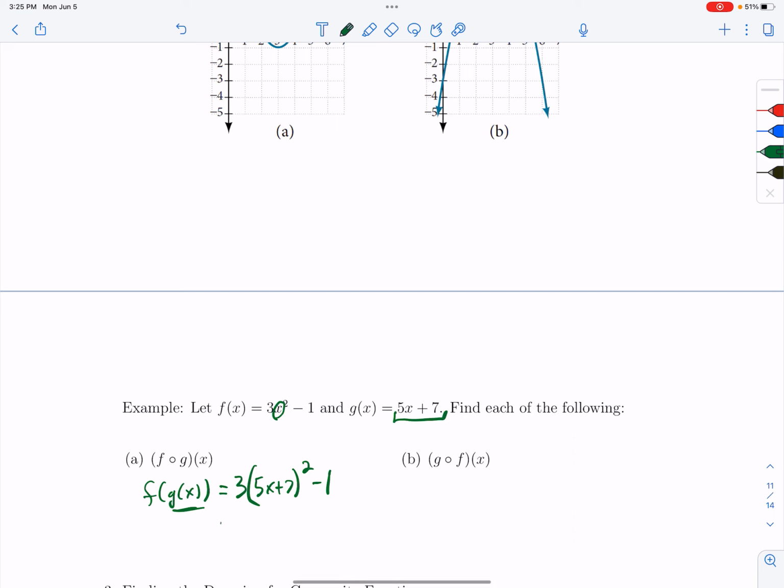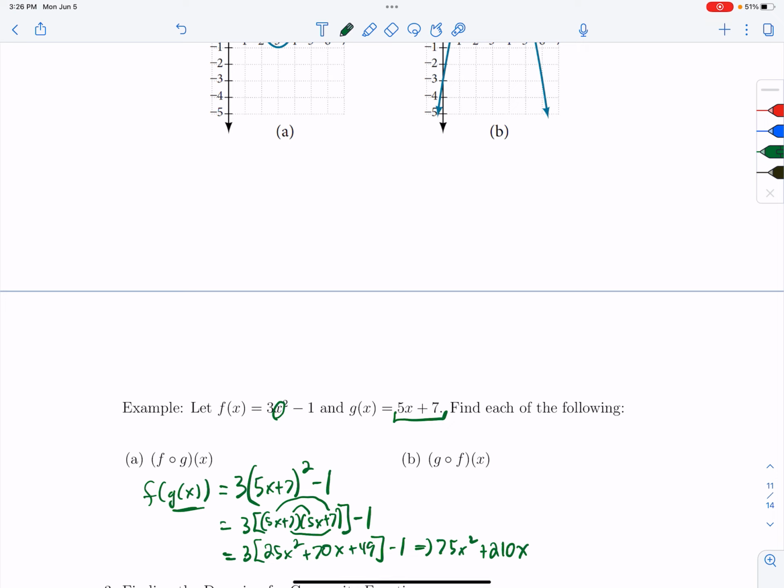We can simplify this a little bit further. 5x plus 7 squared means 5x plus 7 times 5x plus 7, and then minus 1. 5x times 5x is 25x squared. Then 7 times 5x is 35x, and 5x times 7 is another 35x, so that's plus 70x. Then 7 times 7 is 49, minus 1. Distributing the 3, I get 75x squared, 3 times 70 is plus 210x, 3 times 49 is 147, and then the minus 1 in the back, so minus 146. So that is f of g of x.